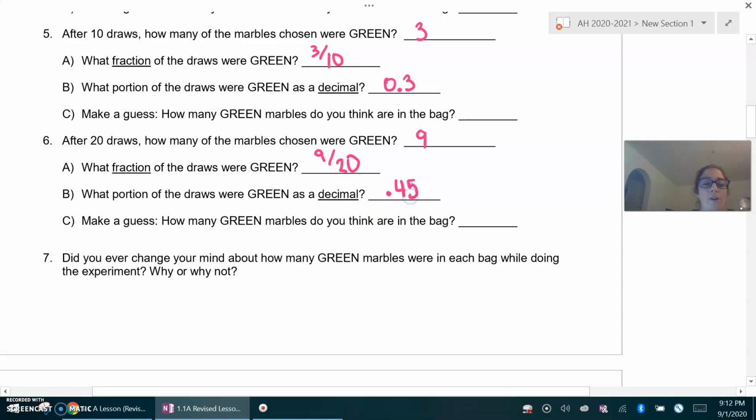So here you're going to make your final guess as to how many green marbles you think are in the bag. So you're going to go ahead and answer question 7 that says, did you ever change your mind about how many green marbles were in each bag while doing the experiment?